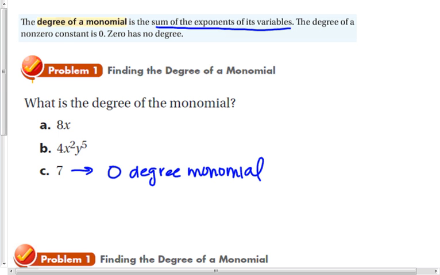Okay. And so on this one, we're going to add the exponents. So we get 2 plus 5 equals 7. So that's a 7 degree monomial. And then this one, you've got to remember that if there is no power, it's actually the first power. So that's a first degree monomial. All right, you try that.